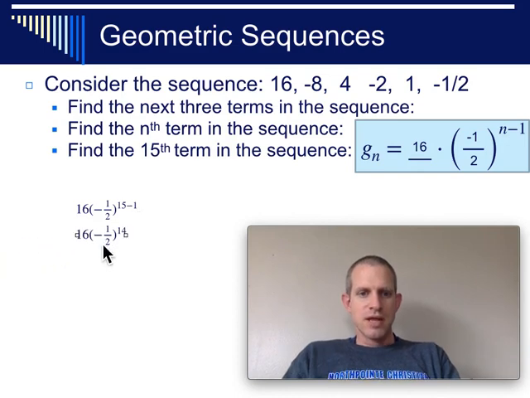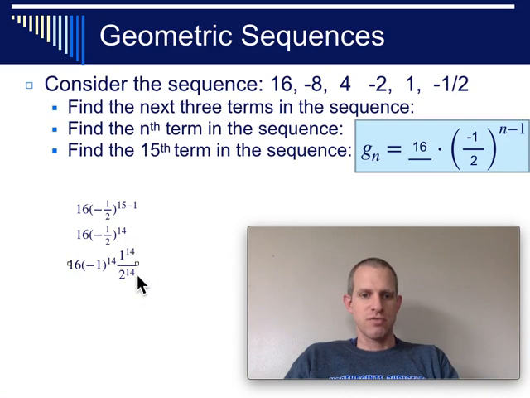And then I'm going to split the negative and the 1 and the half as separate parts in this ratio. And so I'm going to write this as 16 times the negative part, so negative 1 to the 14th. And then the numerator was 1 to the 14th, and the denominator was 2 to the 14th. And we'll deal with each of those separately.